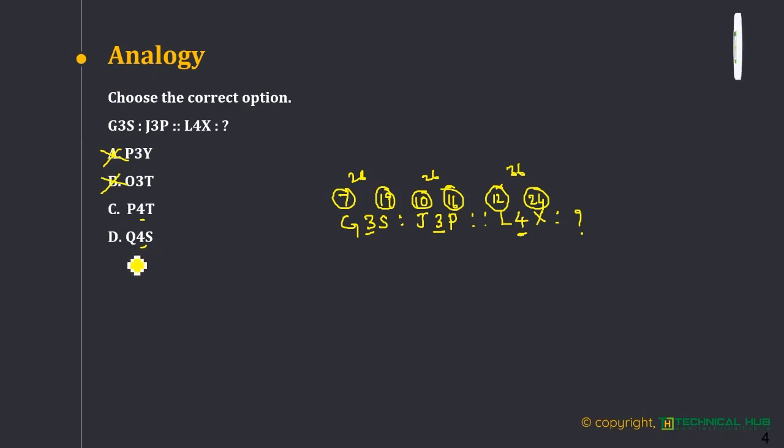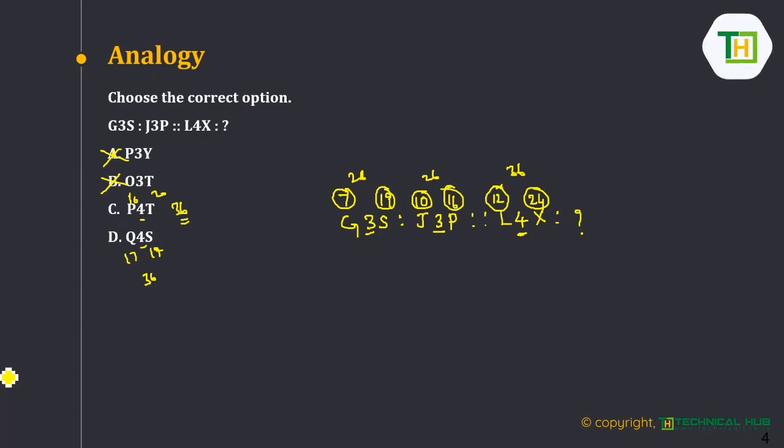Now coming to Q and S, Q is 17 and S is 19, so this is also 36. And here P is 16 and T is 20, so here also 36. So what do I have to take here? As of now, I have taken two parameters: 7 plus 19 is 26, 10 plus 16 is also 26, the middle number is 3 and 3. The same logic applied here: 12 plus 24 is 36 and the middle number is 4. But for P4T and Q4S, both logics are the same.